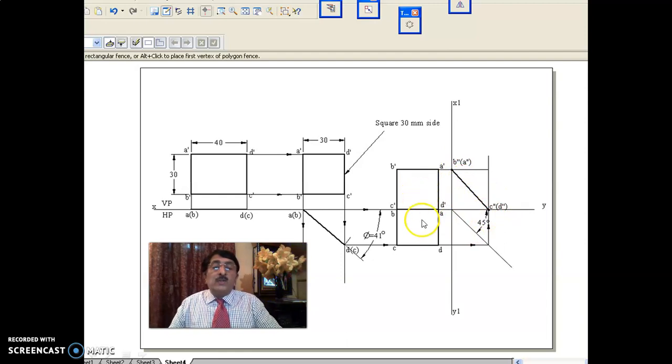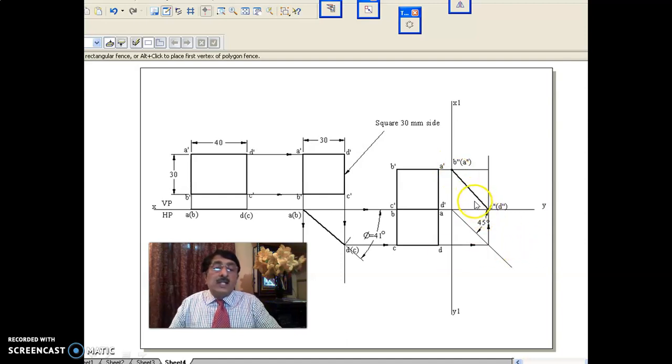This is the front view. This is the top view. This is the side view. When an edge is in VP, opposite edge is in HP, with surface inclined at 41 degree, that is when the front view is appearing as a square. That is when the front view is appearing as a square, how it appears in the front view, how it appears in the top view, and how it appears in the side view I have given.